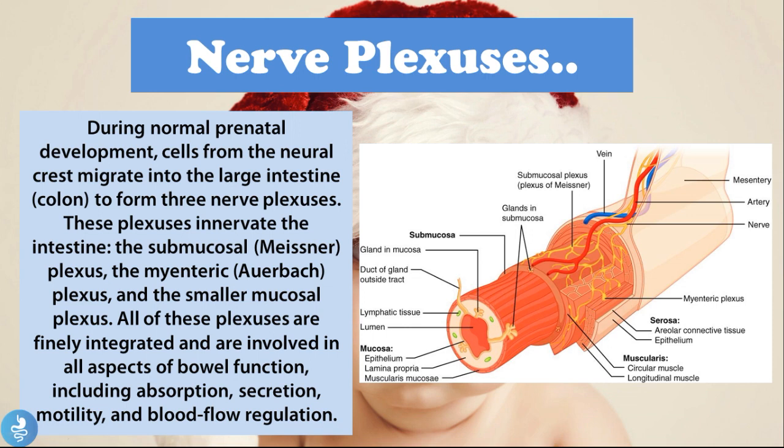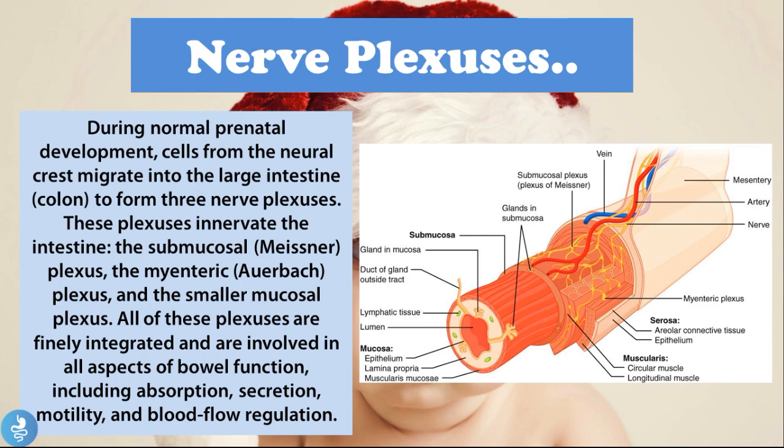So if we take a closer look at this little picture on my right, we said we have these 3 plexuses which innervate the intestine or the colon, right? So here we have the submucosal plexus, which is also called the Meissner plexus. And then to my right here, we have the myenteric plexus. And within the innermost layer, which is the mucosal layer of the bowel wall, we have the smaller mucosal plexus. So these 3 plexuses together help with the bowel function, which include the absorption, the secretion, motility, and blood flow regulation of this part of the colon.